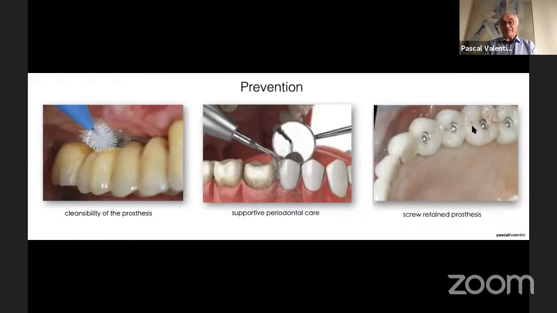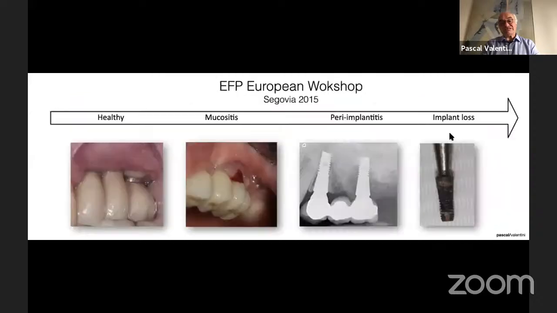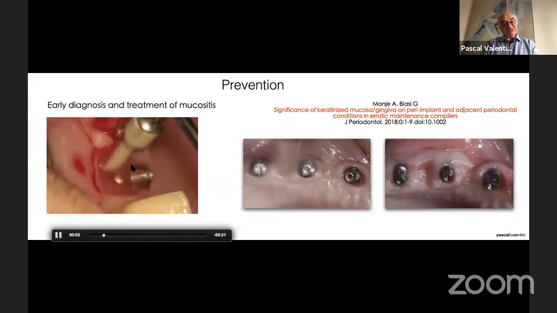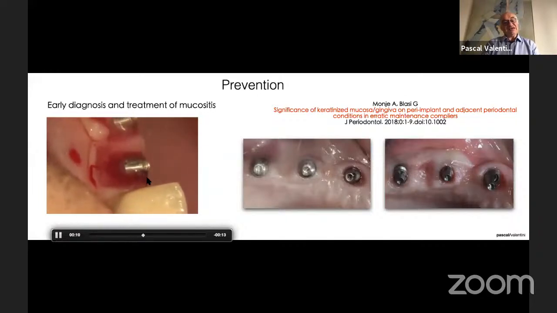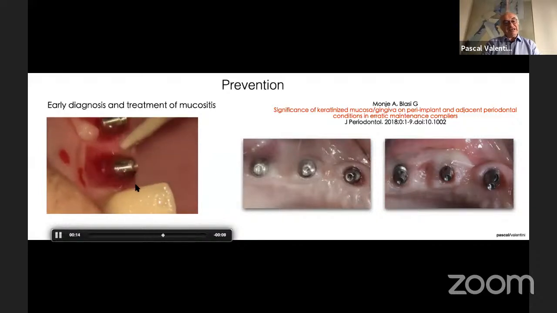And of course, we have to be able to manage the soft tissue problems which can occur afterwards. I mean, we have to be able to remove the prosthesis, and the only way to remove the prosthesis in a very easy way is to use a screw retained prosthesis. Why? Because it is very easy to remove the prosthesis in order to manage the mucositis. As you know, mucositis is the only step of perimplant disease to be reversible. It is possible to manage mucositis by removing the prosthesis in order to clean the abutments, to disinfect the abutment surface and to eliminate all the inflammation.